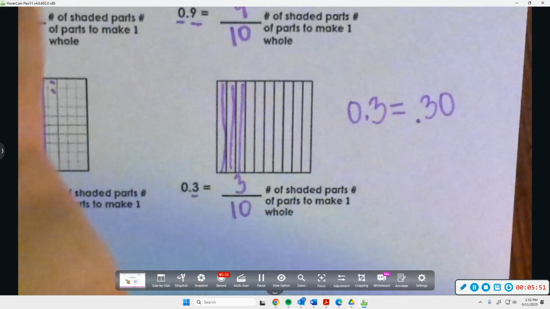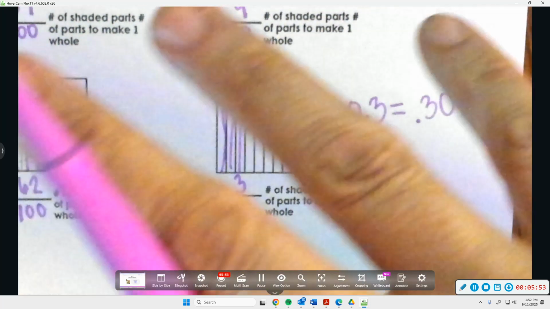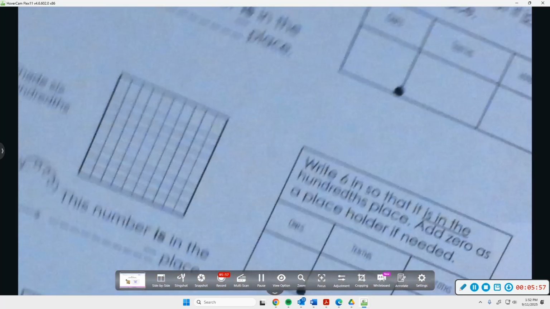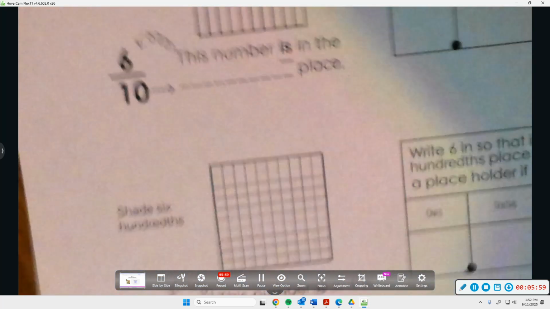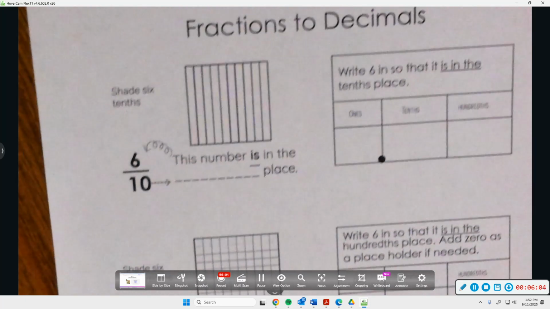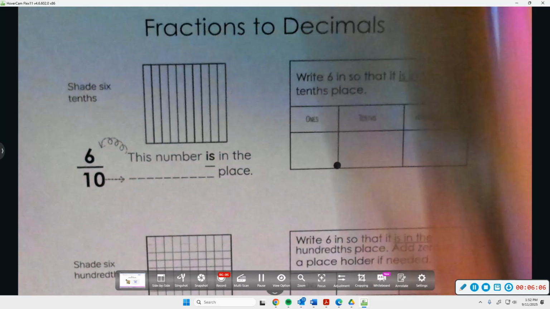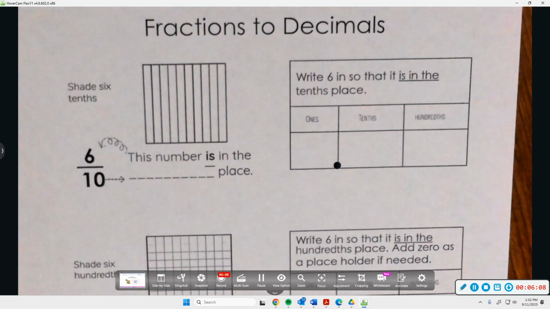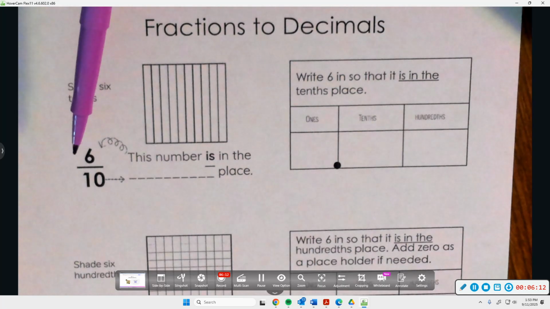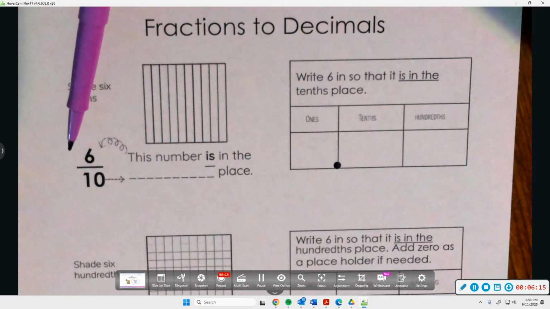Now we're going to take a fraction and put it into a decimal. Okay? So we're going to look at this right here. Fractions to decimals. All right, so let's say this fraction.